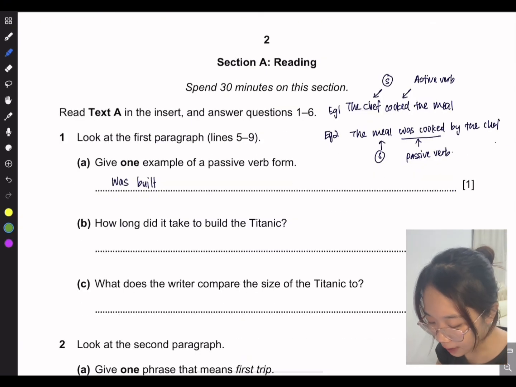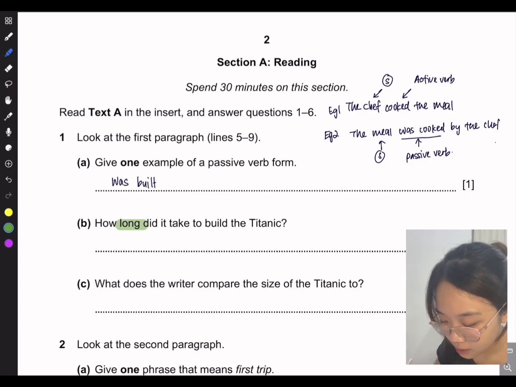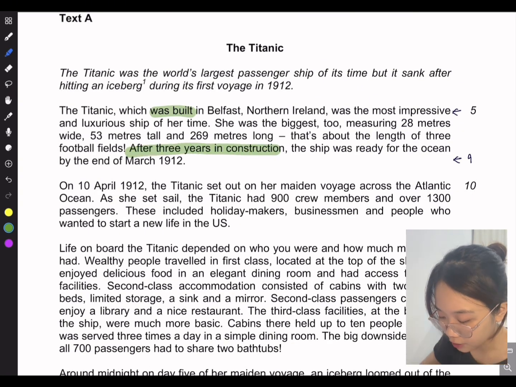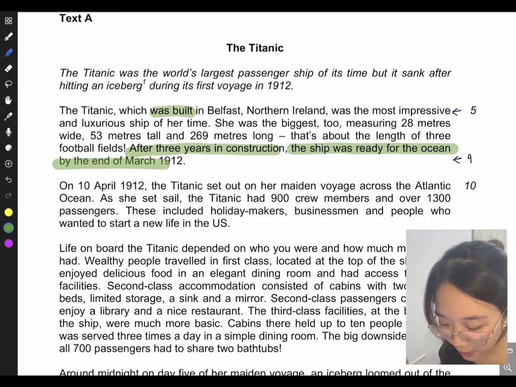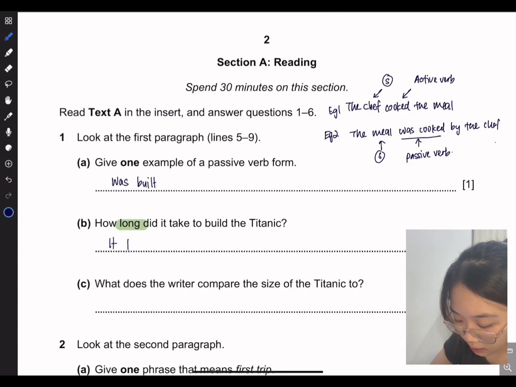So the next question, how long did it take to build the Titanic? So it took 3 years because of this sentence. After 3 years in construction, the ship was ready for the ocean by the end of March 1912. So it took 3 years.